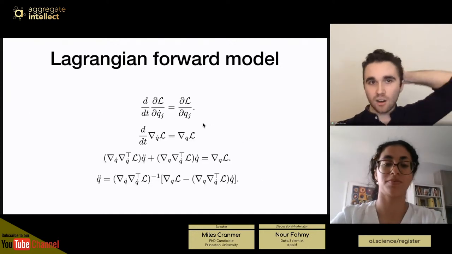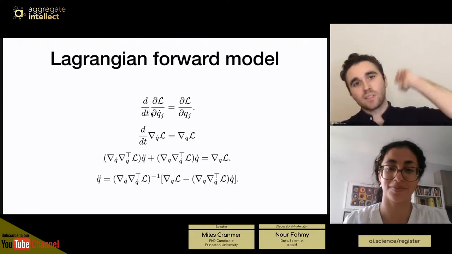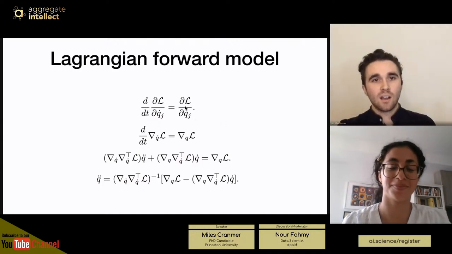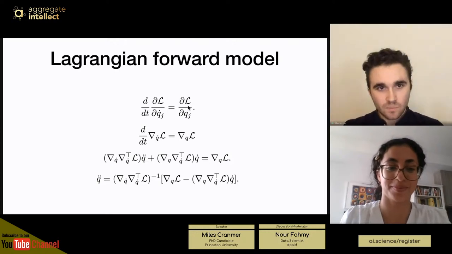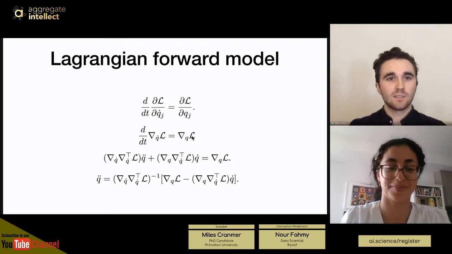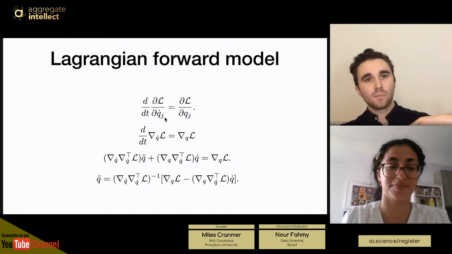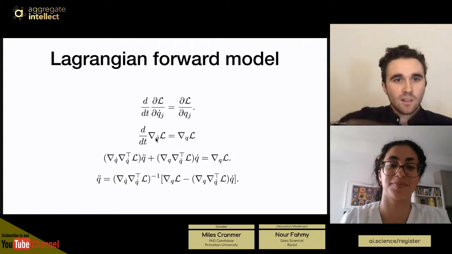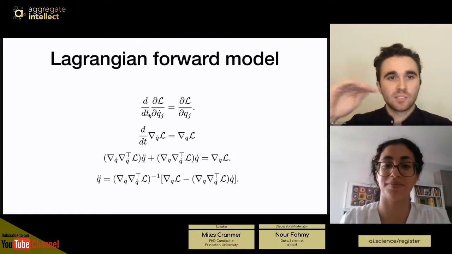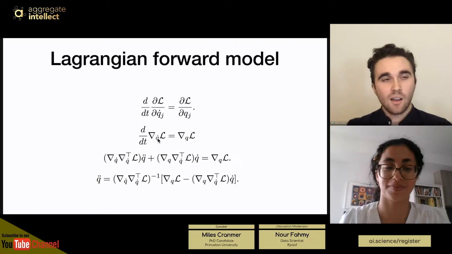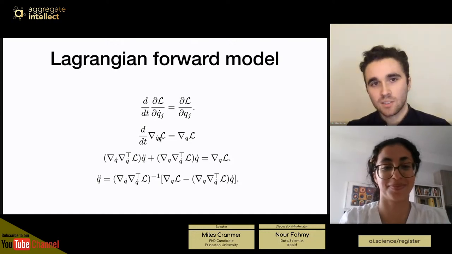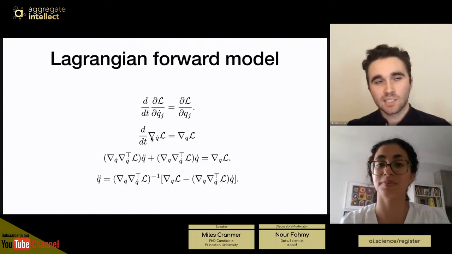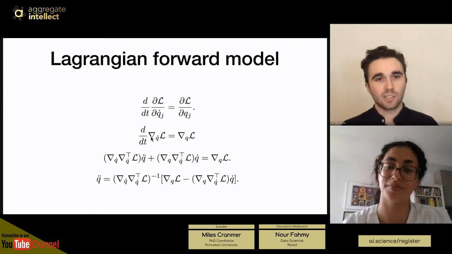So this is our forward model. You start off with the Euler-Lagrange equation. You take the time derivative of this expression and the derivative of the Lagrangian with respect to position. So we first vectorize it. Now instead of this index j, we use this vector nabla. This is like a vector of derivatives with respect to every velocity coordinate and position coordinate. So these are just vector forms of this. You can think of these as vectors themselves. It's a vector of operators.